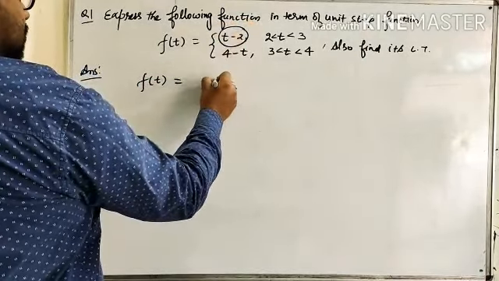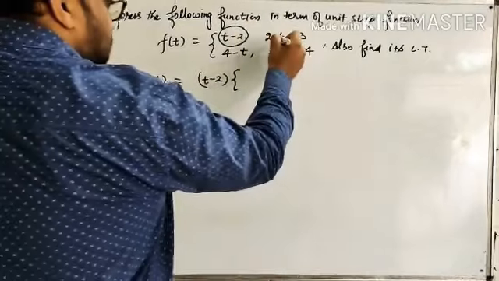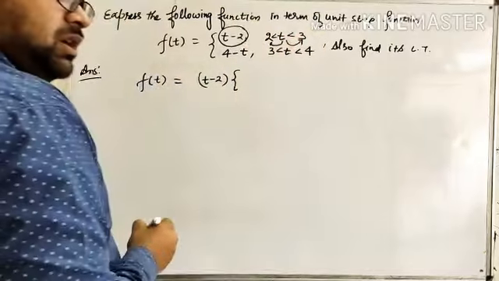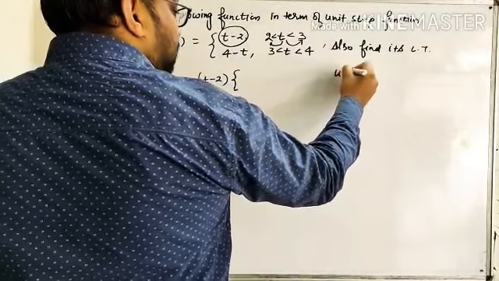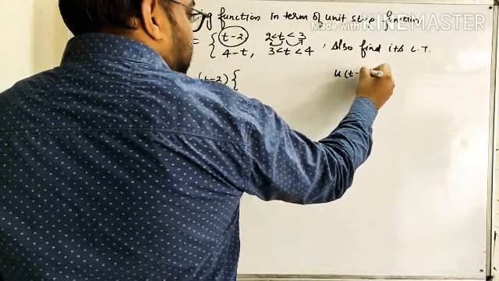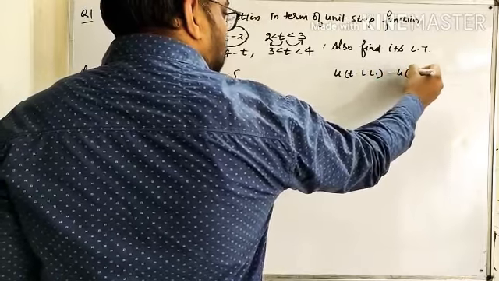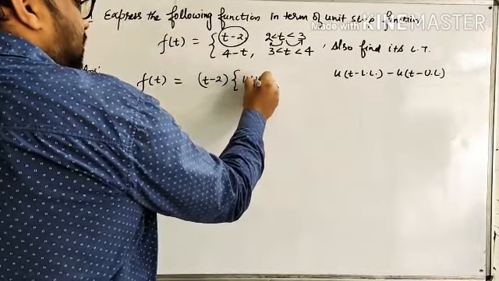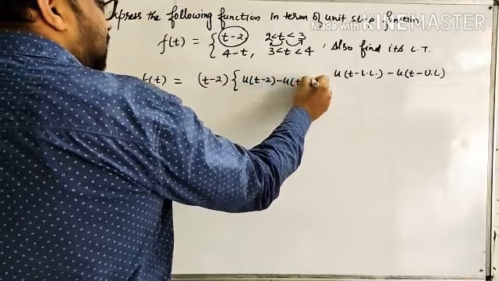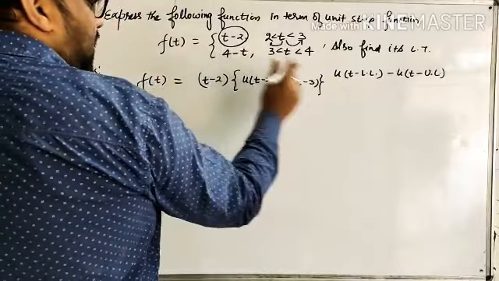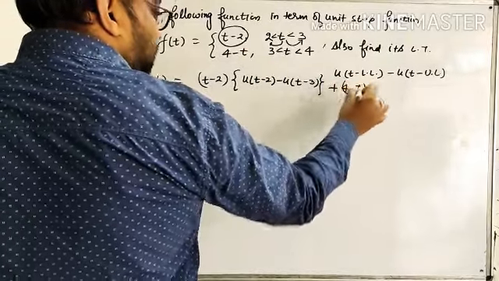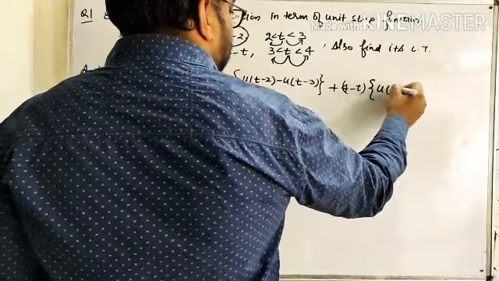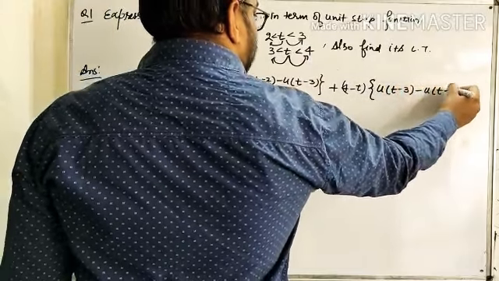Write this t minus 2. Now we have to write t minus lower limit minus t minus upper limit, that is u(t minus lower limit) minus u(t minus upper limit). That is t minus 2 into u(t minus 2) minus u(t minus 3). Again add this term 4 minus t, with t minus lower limit and t minus upper limit, that is u(t minus 3) minus u(t minus 4).